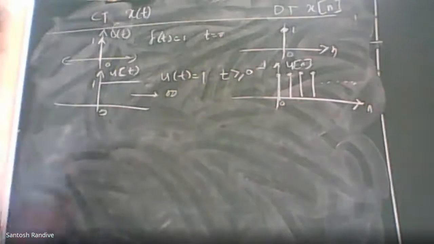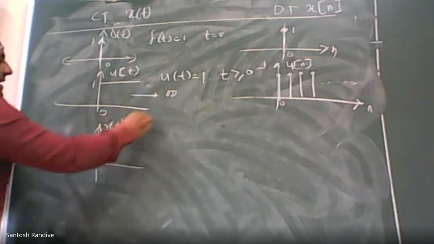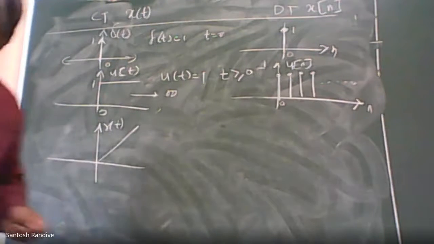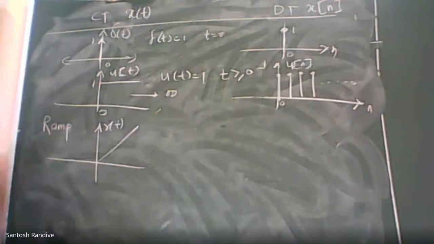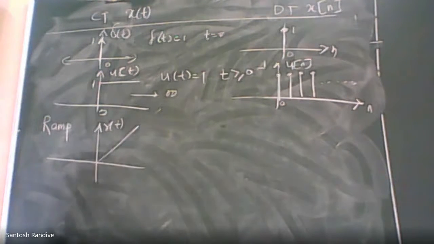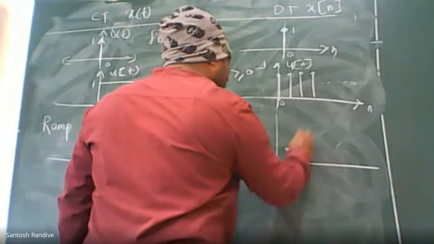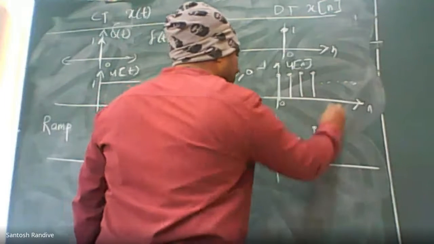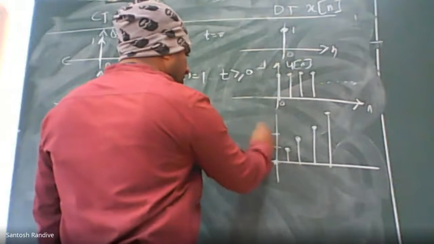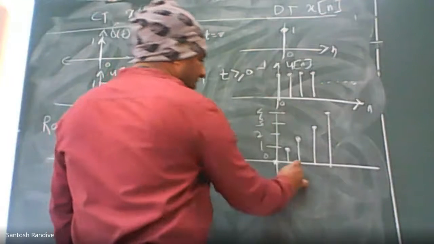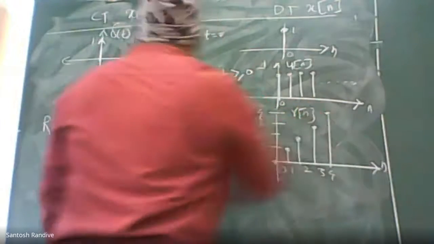Now, what else? This is called r of t, ending at infinity, which is a linearly increasing signal. It is called a ramp signal. If you draw it in DT, 0 at 0, 1 at 1 amplitude, 2 at 2, 3 at 3, 4 at 4. Right? The amplitude keeps increasing: 0, 1, 2, 3, 4. This will be n. This is r of n. This is r of t.